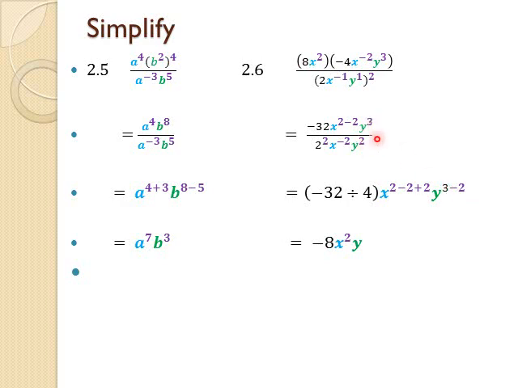There x to the 2 minus 2 minus negative 2 becomes 2 minus 2 plus 2. Y to the 3 minus 2. Second law of exponents. So negative 32 divided by 4 would give me negative 8. 2 minus 2 then the top is 0. But 0 minus negative 2 gives me x to the plus 2. And 3 minus 2 then becomes y to the power 1.